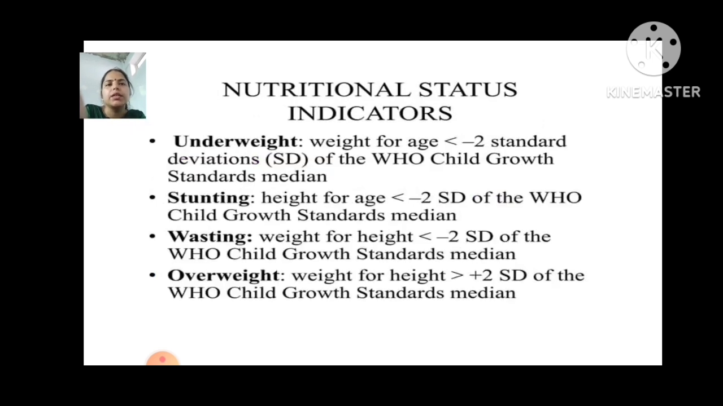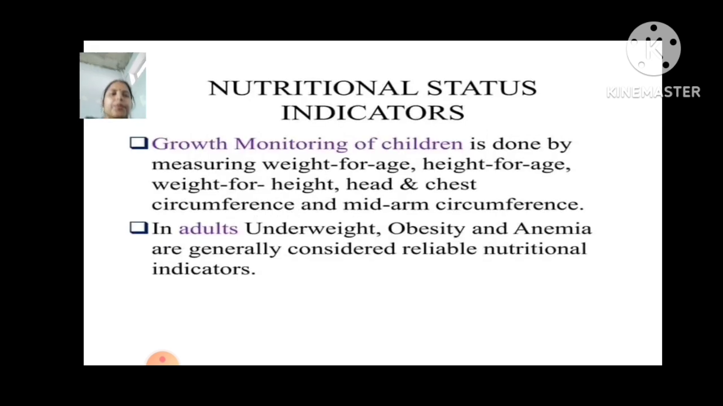Nutritional status indicators: underweight, weight for age, less than -2 standard deviation SD of the WHO child growth standard median. Stunting, height for age, less than -2 SD of the WHO child growth standard median. Wasting, weight for height, less than -2 SD of the WHO child growth standard median. Overweight, weight for height, greater than +2 SD of the WHO child growth standard median.